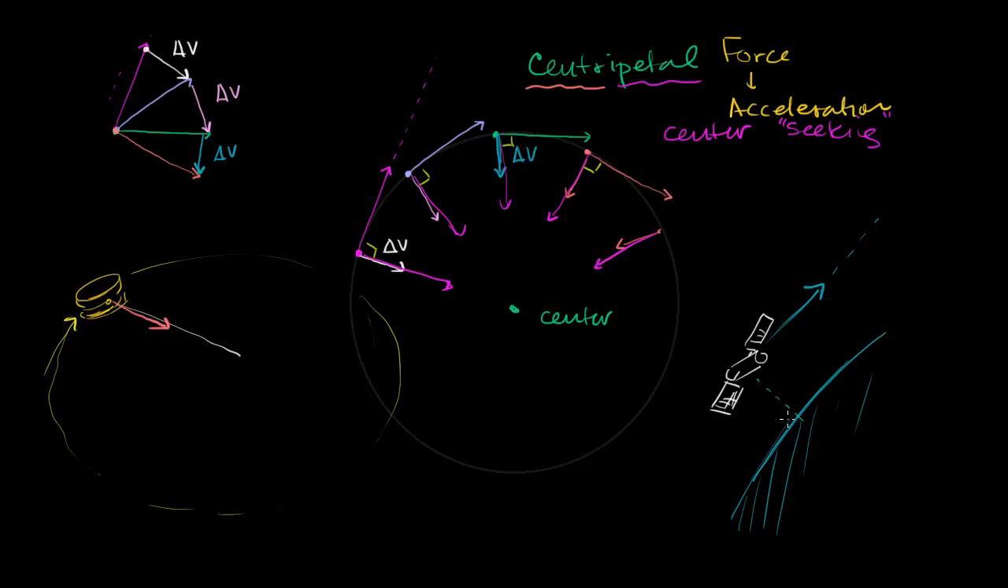So in the example of a satellite, or actually anything in orbit, even the moon in orbit around the Earth, the thing that's keeping it in orbit, as opposed to flying out into space, is the centripetal force of Earth's gravity. Now another example, and this is probably the most everyday example because we do it all the time.